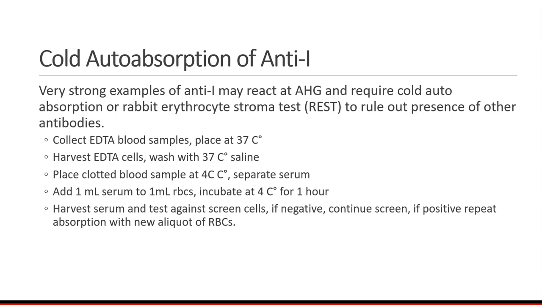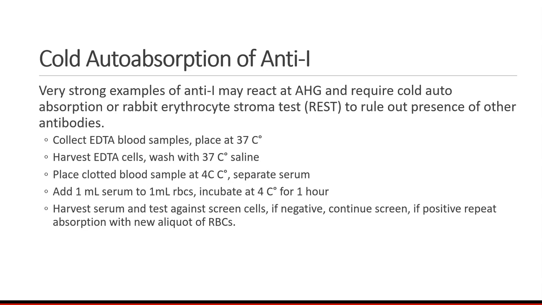The second part is you collect serum samples from the patient. And as soon as I get that red top tube, I put it in the refrigerator. I lay it on its side, allowing it to clot at 4 degrees, so the autoantibody is going to go onto the cells in that red top. So I'm kind of getting rid of some of the auto anti-Big I here as well. So you spin it down, you harvest the serum.